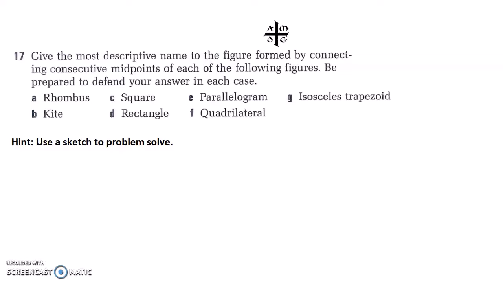Give the most descriptive name to the figure formed by connecting consecutive midpoints of each of the following quadrilaterals. Be prepared to defend your answer in each case. Use a sketch to problem solve.